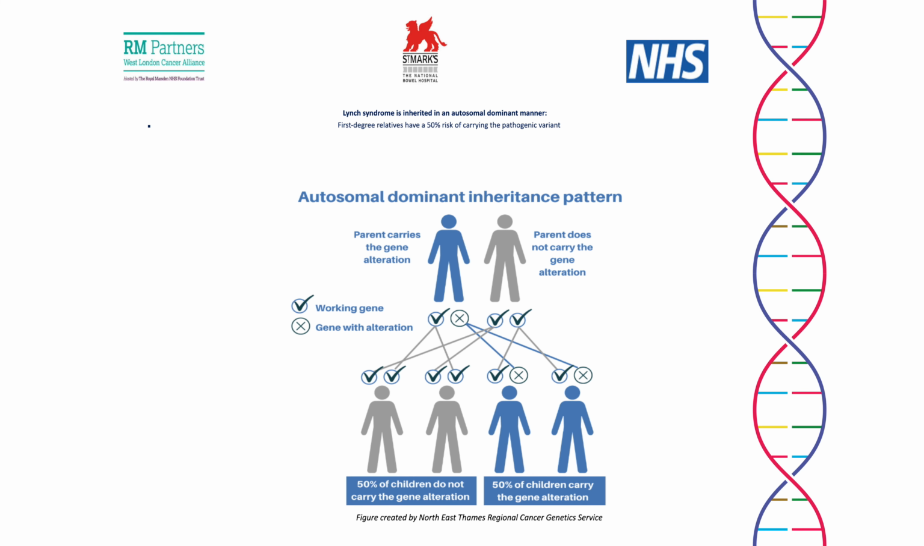Lynch syndrome is inherited in an autosomal dominant manner. What this means is that first-degree relatives, that is the parents, siblings and children of someone affected, all have a 50% chance of having the same pathogenic variant.